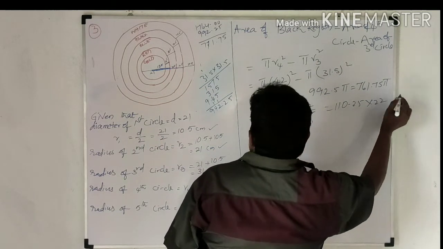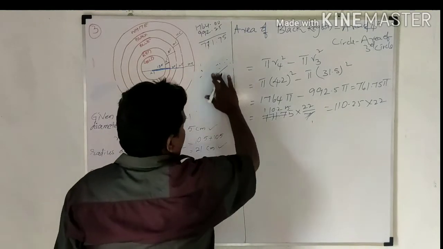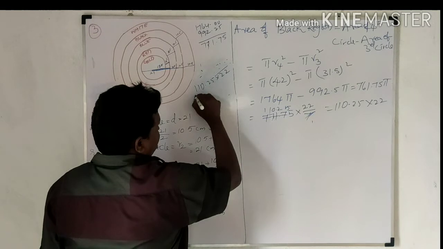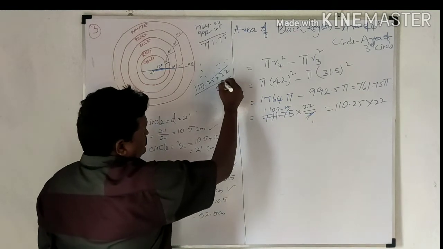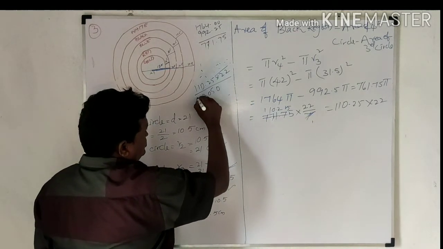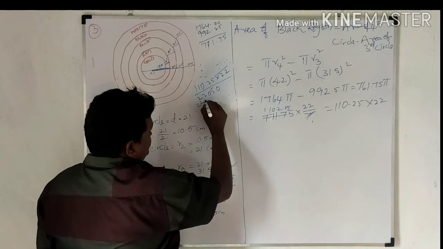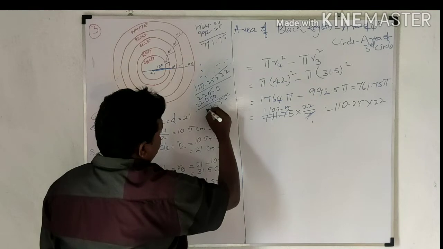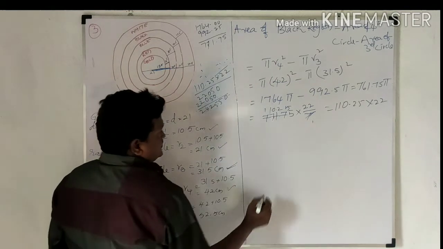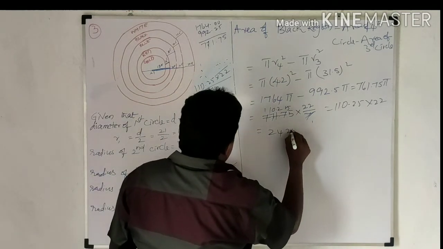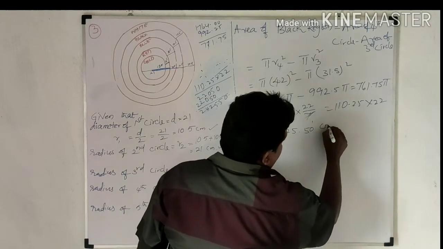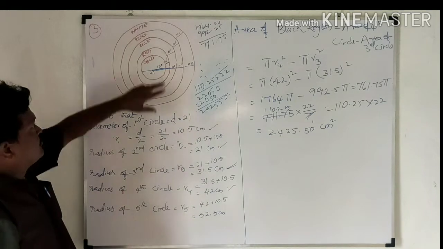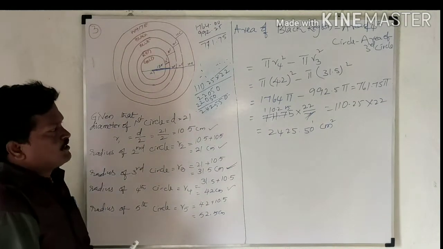110.25 into 22. Now we have to multiply 110.25 with 22. 2 5s are 10, 2 2s are 4 plus 1 is 5, 2 1s are 2, and so on. That gives 2425.50 centimeter squares. This is the area of the black region.